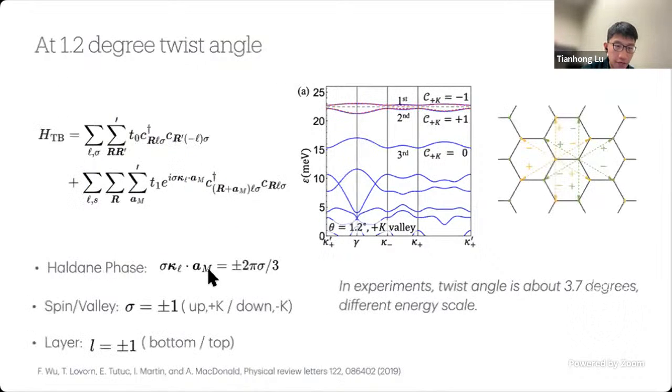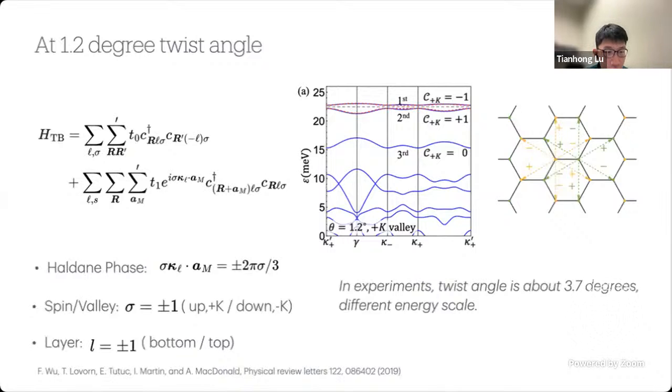So this is the tight binding model they got from the continuum model. And it's a Haldane model with first neighbor hopping and second neighbor hopping. There are two hopping parameters. T0 stands for nearest neighbor hopping. T1 stands for second neighbor hopping. The nearest neighbor hopping is real. The second neighbor hopping has this Haldane phase, which is fixed by the symmetry. It's 2 pi over 3 plus or minus, times the spin.